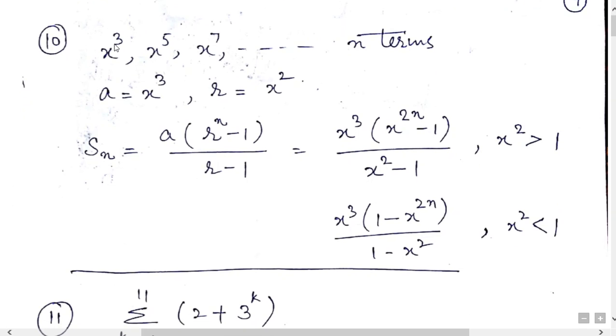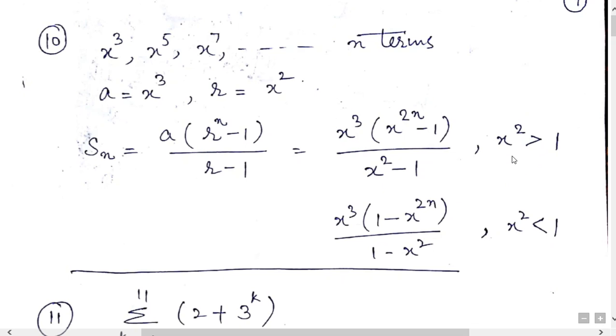The series is given to you: x cube, x raised to power 5, x raised to power 7, and so on up to n terms. A is x cube, and what about r? X raised to power 5 divided by x cube, clearly it's x square. Now insert in the formula a into r raised to power n minus 1 divided by r minus 1. The value of r is x square. It means x raised to power 2n is there, and outside the bracket x cube.